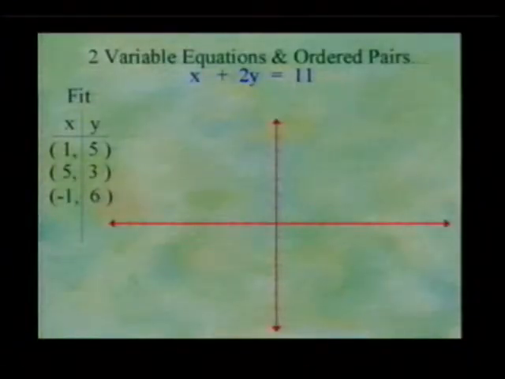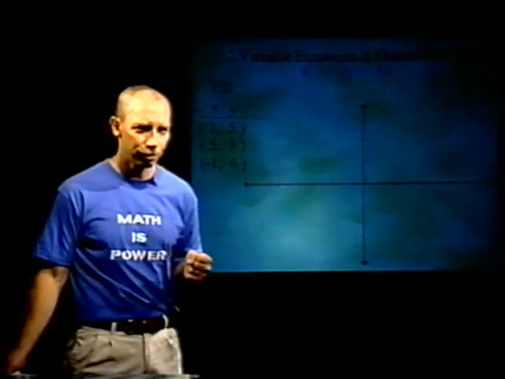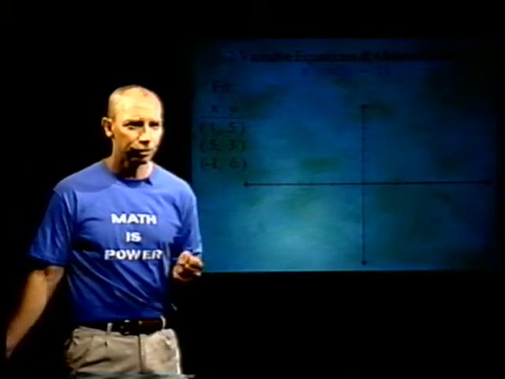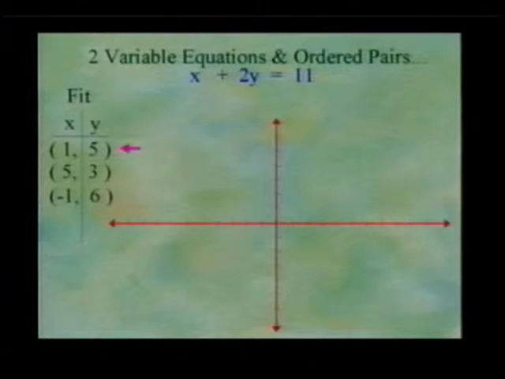Okay, well, I want to show you something. This is so cool. These were the points that we found earlier in the program that actually fit into this equation: 1, 5; 5, 3; and negative 1, 6. Let's plot them. 1, 5 goes here, over 1 and up 5. 5, 3 goes there. Big deal. No, wait a minute. Negative 1, 6. Back 1 and up 6.